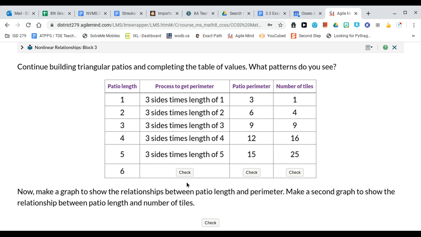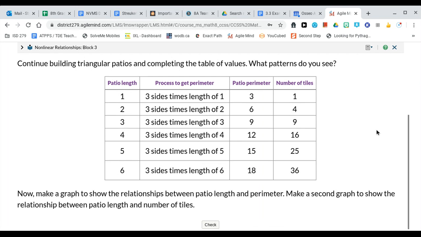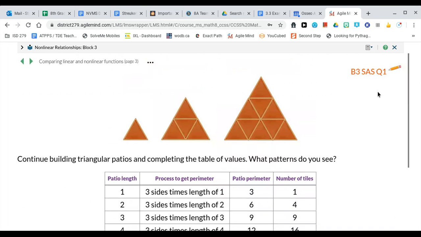Finally, number 6, this one looks like it's going to continue the pattern. So it will be 3 sides times the length of 6. Then 3 sides times 6 gives us 18. And then 6 times 6, or 6 squared, is going to give us 36. Now this is answering question 1. If you see up in the top right corner, this would answer question 1 on your packet.